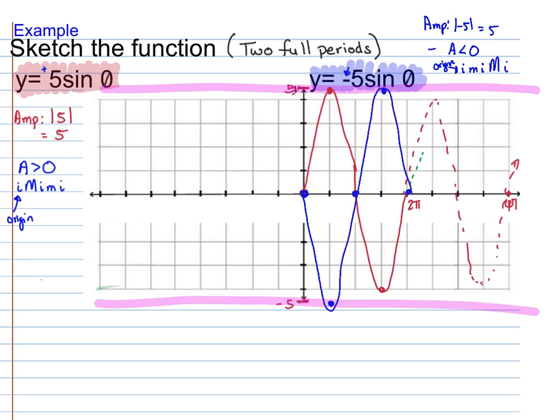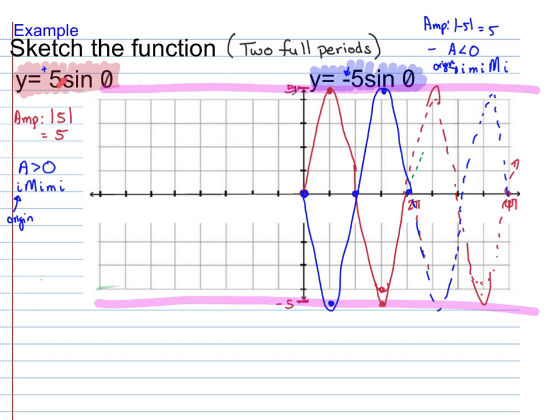And apparently I didn't make the other one long enough. It should have been longer, sorry, it should have been over here. And then if you want more, you would have to keep going. And that would be my second cycle.